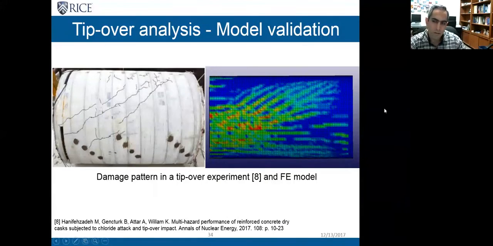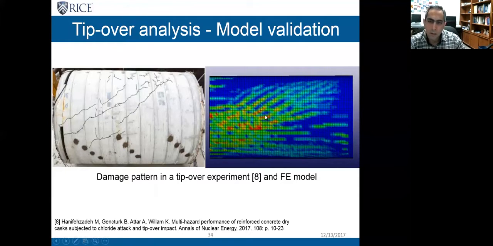Before running this model for probabilistic analyses, I validated it against experimental results. So our colleagues at the University of Houston performed an experiment on a scale cask, and they released the cask from a 45-degree angle, and it hit its foundation. They reported cracking patterns and also vertical accelerations and stresses, which I will talk about now.